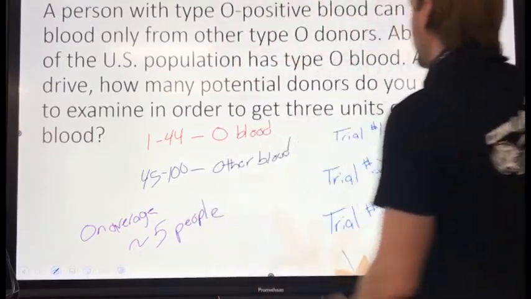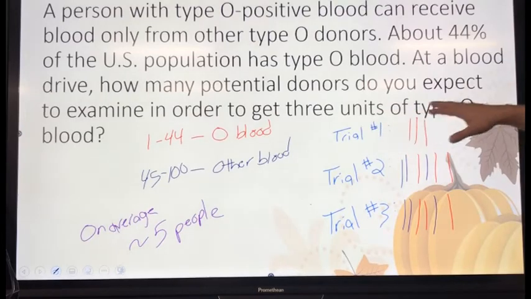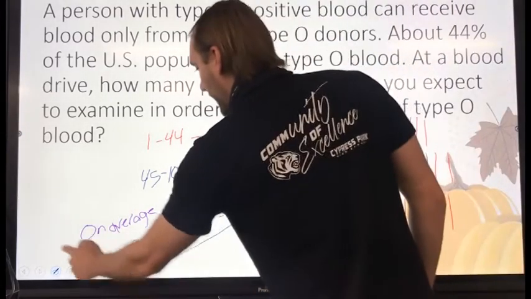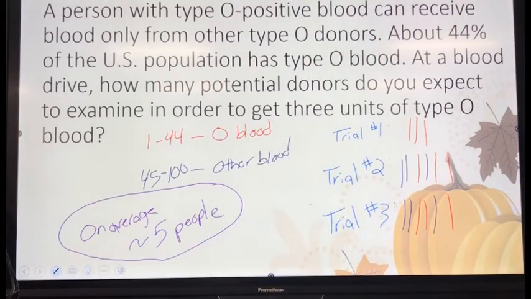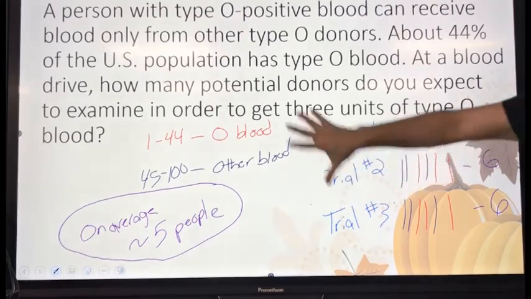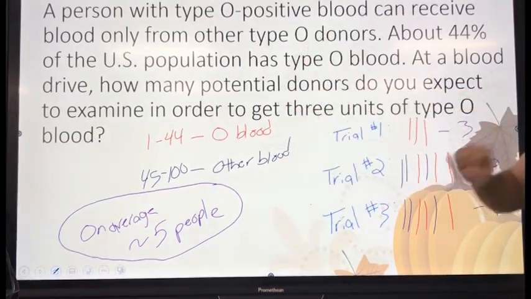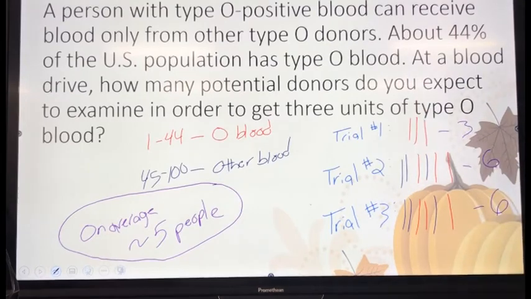So our question was, how many potential donors do you expect to examine in order to get 3 units of blood? On average, about 5 people. So notice 1, 2, 3 took 3 people. This is my response variable. This took 6. So my response variable for this trial is 6. Likewise for this one. So this is what I mean by response variable. This is what I mean by trial. Setting this whole thing up is our component. And the whole thing together is a simulation.